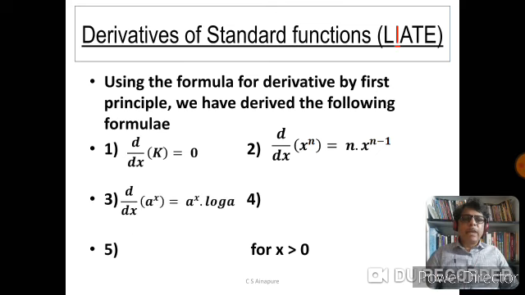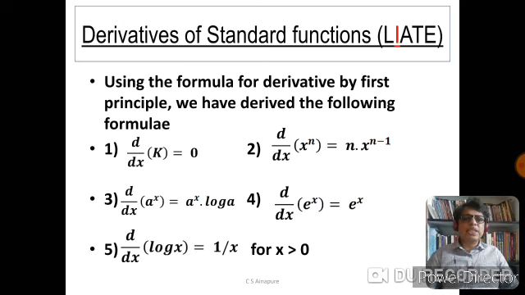Then the derivative of a raised to x is equal to a raised to x into log a, and the derivative of e raised to x is equal to e raised to x. These two are exponential functions. The derivative of log x is 1 upon x, provided x is greater than 0. This is the logarithmic function. So it covers the 3 types of functions: algebraic, exponential and logarithmic. The first two are algebraic, the next two are exponential, and the fifth one is logarithmic. Next we will discuss the trigonometric function formulae. Students must be ready with these formulae.